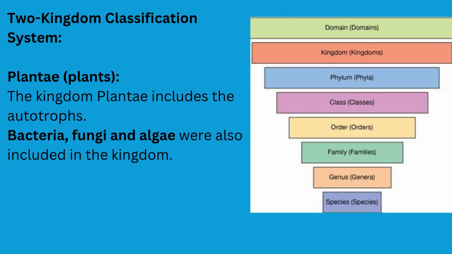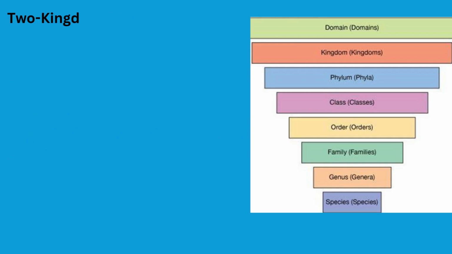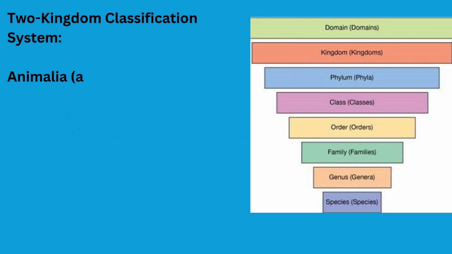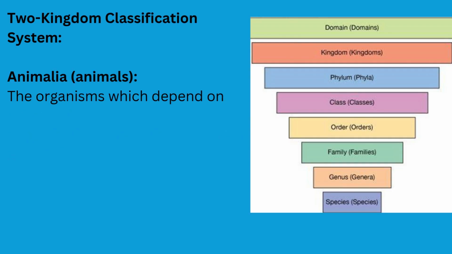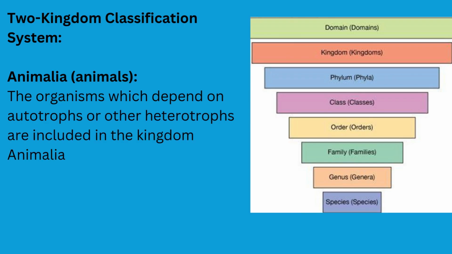In the two-kingdom classification system, Plantae was a kingdom which includes all the autotrophs. But the bacteria, fungi, and algae were also placed in this kingdom. While the organisms which depend on autotrophs or other heterotrophs are included in the kingdom Animalia.